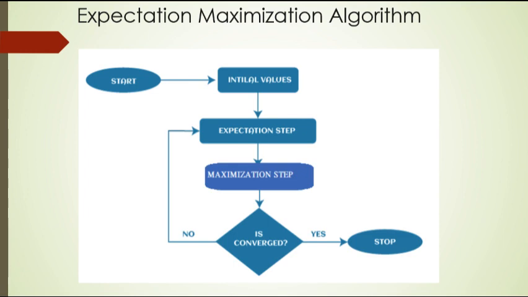Fourth step, the last step is to check if the values of latent variables are converging or not. If it gets a yes, then stop the process, else, repeat the process from step 2 until the convergence occurs.